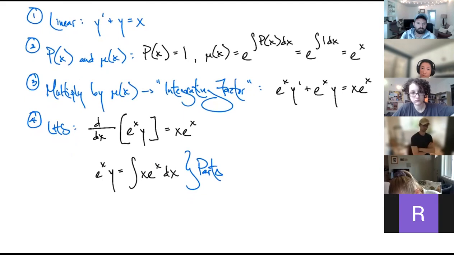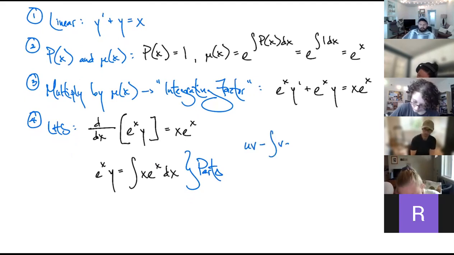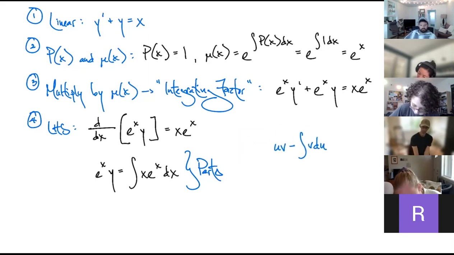And there's lots of different ways of doing integration by parts, but if we use this as a chance to review the formula from yesterday, we know that integration by parts, we have the integral of u dv equals uv minus the integral of v du.